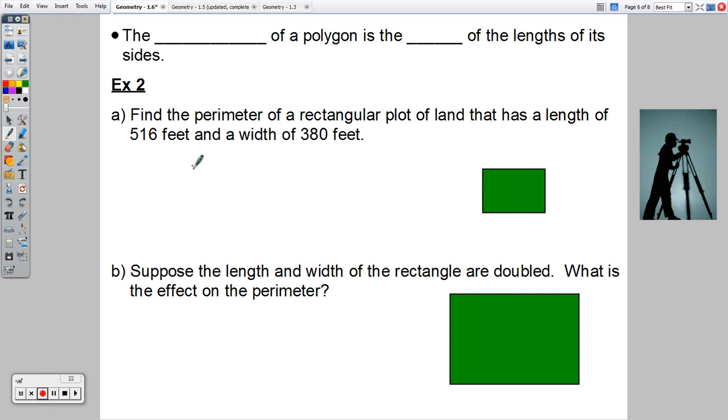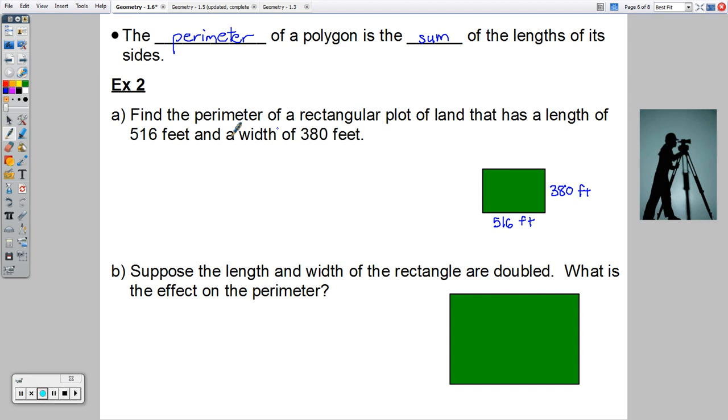Now, looking at our third slide, we have the perimeter. That's what we're going to talk about for the remainder of this lesson, the perimeter of polygons. So the perimeter of a polygon is the sum, in other words, SUM, we're adding the lengths of its sides. So in example 2, find the perimeter of a rectangular plot of land that has a length of 516 feet and a width of 380 feet. Let's label our picture as such. So we have 380 feet. And then down here our length is 516 feet.